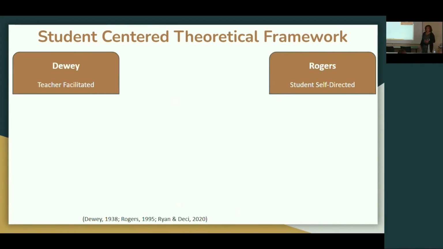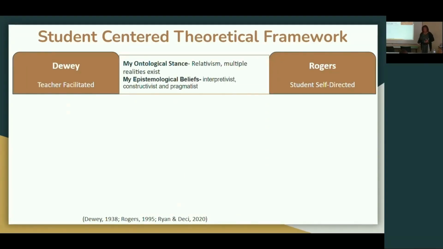Carl Rogers shared the same view as Dewey, but he really said that more responsibility should be placed upon the students. And he really believed in self-directed learning, because he argued that intrinsic motivation really comes from students taking ownership of their own learning. And I had similar views with both of them, from different perspectives.